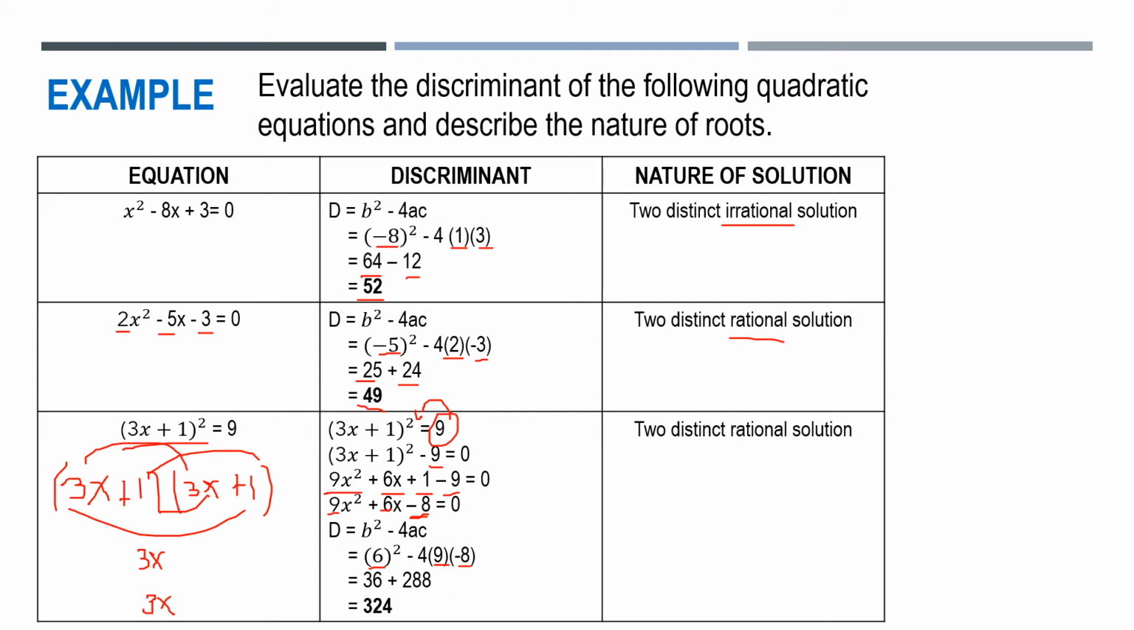6 squared is equal to 36. Negative 4 times 9 is negative 36. Minus or times negative 8. 36 times 8, so positive 288. And 36 plus 288 ay 324. And ang 324 ay perfect square. So, 18 ang kanyang value ng square root of 324. So, two distinct rational solution siya.